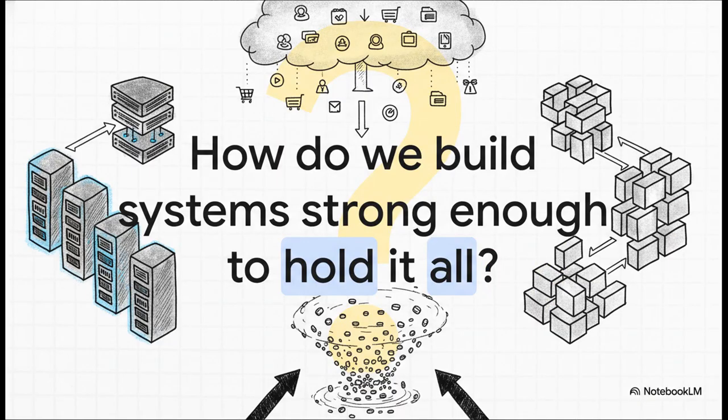Every single social media post you scroll past, every online purchase you make, all of that data has to live somewhere. So the really big question for our digital age is this: how on earth do we design systems that are strong enough, but also flexible enough to handle this unbelievable ocean of information?